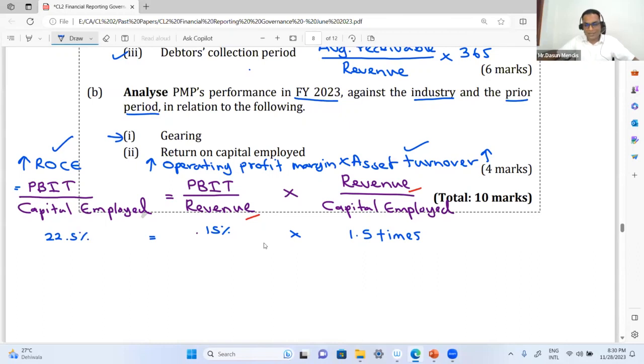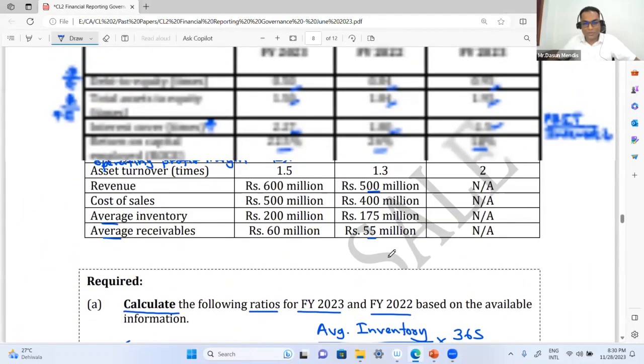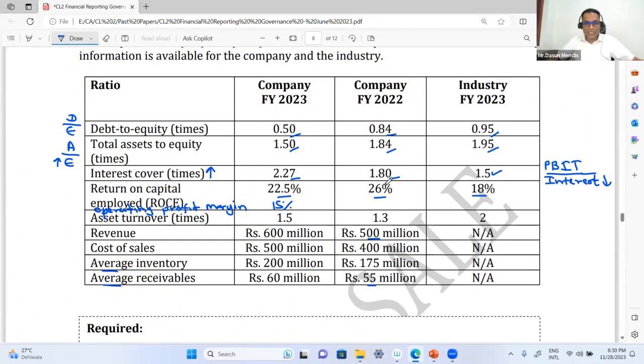This is year 2020. Correct? And then you have to answer, right? What is my operating profit margin in year 2022? How do we get it? What is my operating profit margin? Tell me. 26% is the ROCE. Asset turnover is 1.3 times. 26% divided by 1.3. How much? Operating profit margin is 4%.